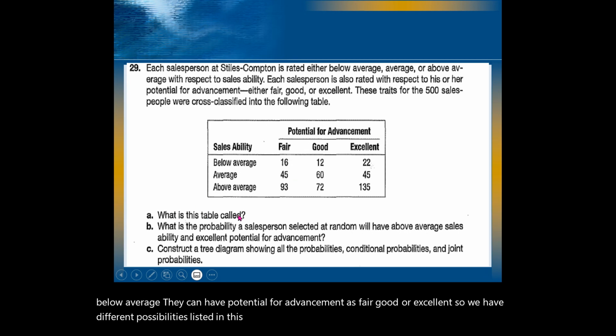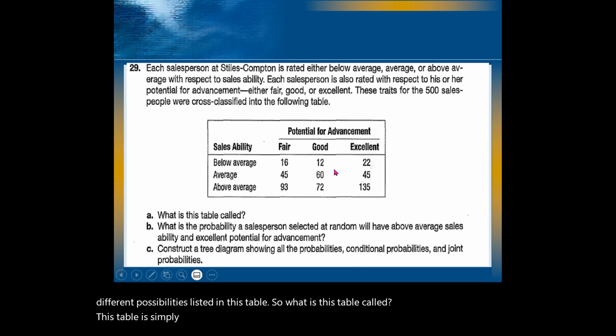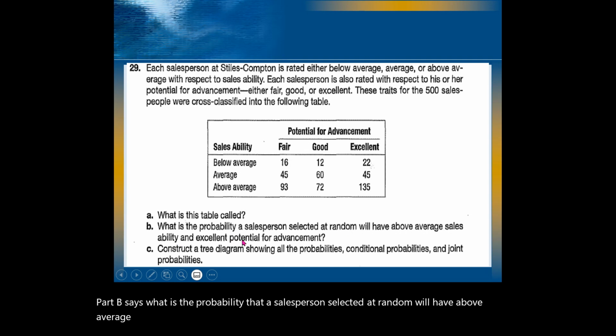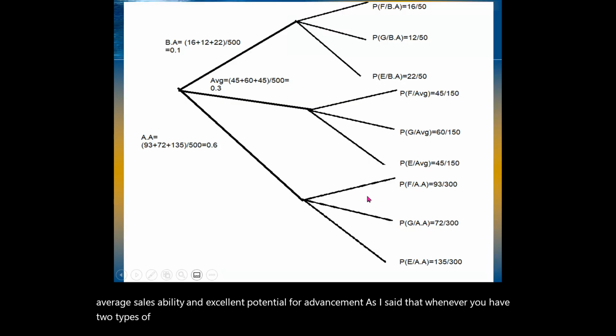So what is this table called? This table is simply called two-way classification or cross tabulation. Part B says: what is the probability that a salesperson selected at random will have above average sales ability and excellent potential for advancement? As I said, whenever you have two types of conditions, it is useful to draw a tree diagram. So you can see that the tree starts from the two conditions.